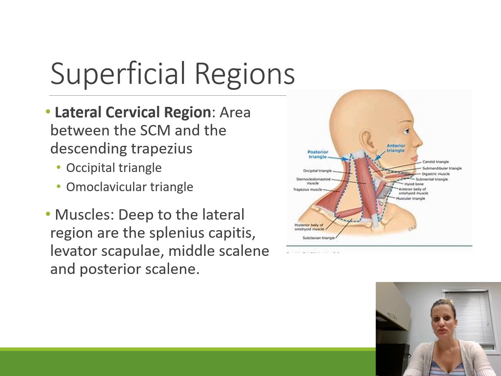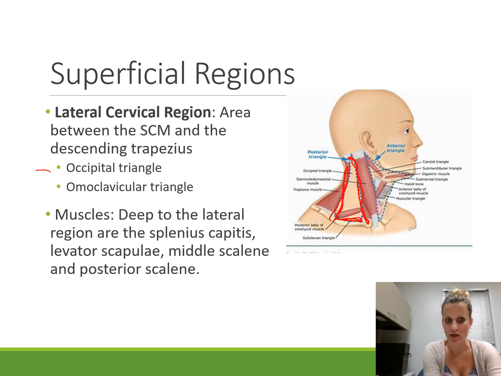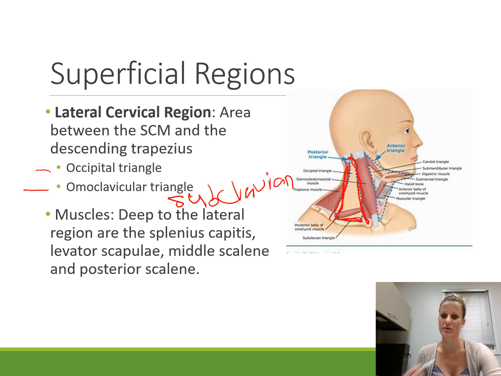The lateral cervical region is a bit more complex. There's a lot going on, so we'll spend some time with it. The lateral cervical region, you can see, is bordered by the trapezius, the clavicle, and then the posterior border of the sternocleidomastoid. The lateral region is broken up into two triangles, the occipital triangle and the omoclavicular triangle, or it's also called the subclavian triangle because the subclavian passes through there.